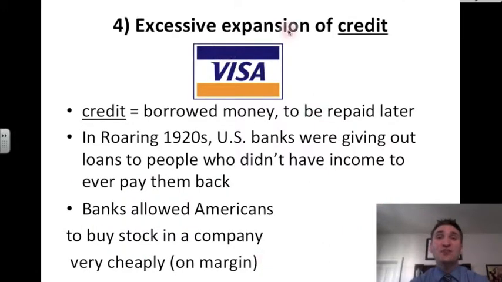Number four, the excessive expansion of credit. And what is credit? Here's a credit card company. Credit is borrowed money to be repaid later. In the roaring 1920s, U.S. banks were giving out loans to people who didn't have income to ever pay them back. Life was so good that U.S. banks thought that it didn't matter. And banks allowed Americans to buy stock in a company very cheaply. This was called on margin. In summary, Americans are borrowing too much money. Banks are letting them borrow too much money. Excessive expansion of credit leads to worldwide depression.